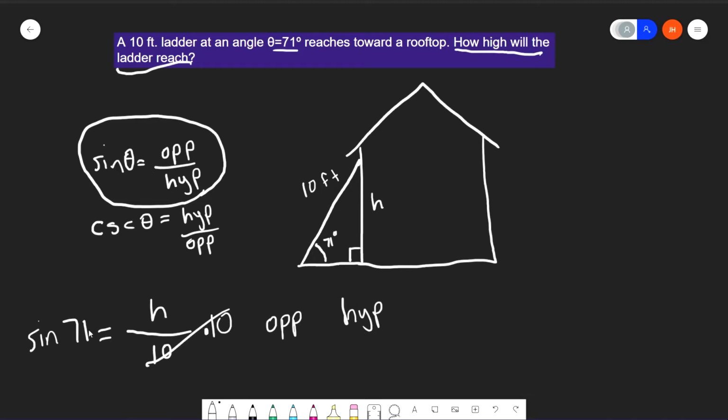So I multiplied both sides by 10, and so I get that the height is equal to 10 times the sine of 71. That's something that I can evaluate with my calculator.